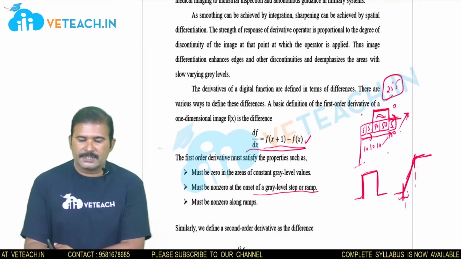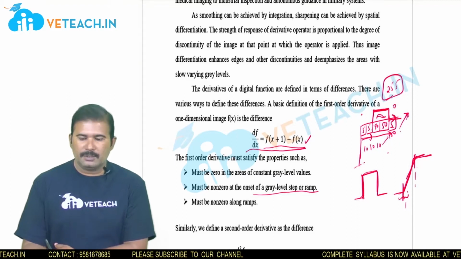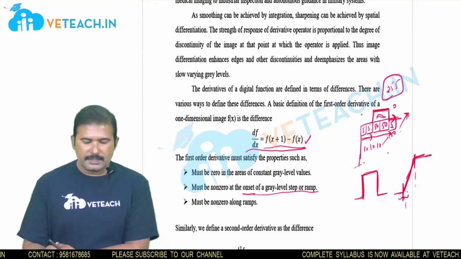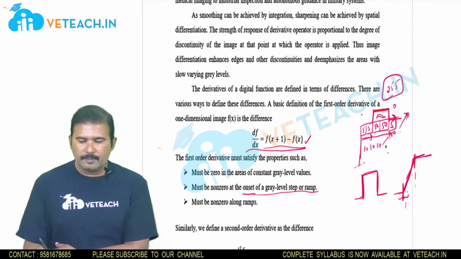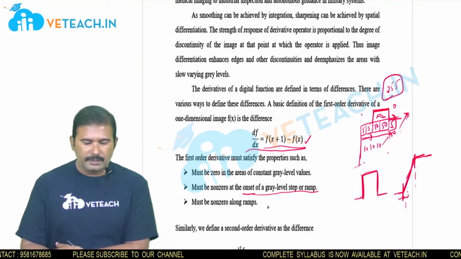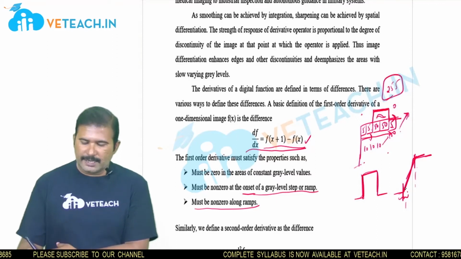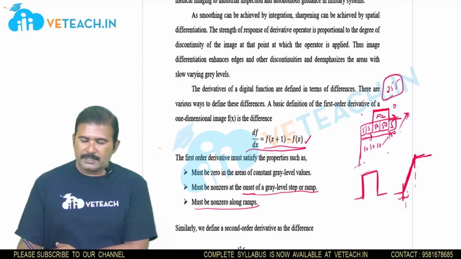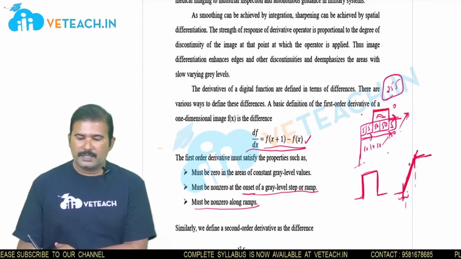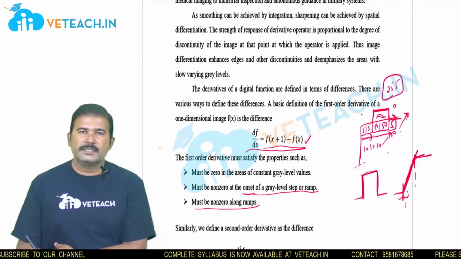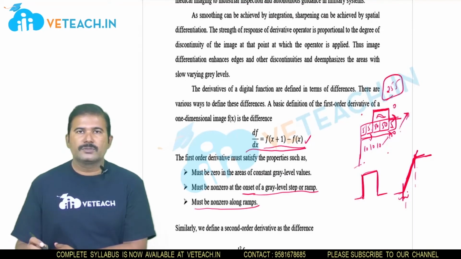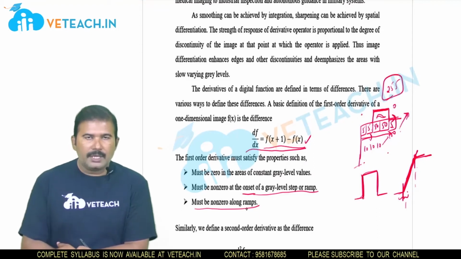That means the duration of the step won't get a non-zero value. Only at the onset of the gray level step or ramp should the differentiation value be non-zero, and it must be non-zero along the ramps. Since in a ramp there is a gradual increment, the gray level values also change. There is a change in the gray level value, so it should be non-zero along the ramps.